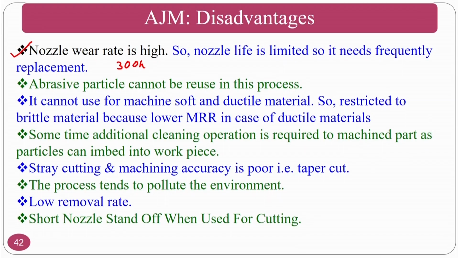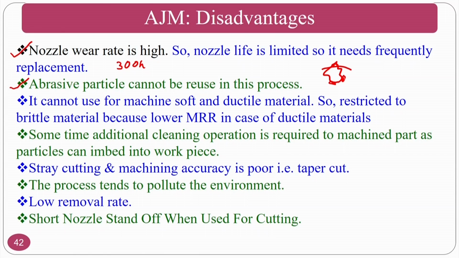Abrasive particles cannot be reused. That is the biggest problem, because once these abrasive particles hit the workpiece, they lose their cutting edges. Assume that I have a sharp cutting edge here. After usage, what will happen? This goes off, so it becomes blunt. At the same time, it will catch some chips of the workpiece material, and these chips are hard compared to the tool material, that is, the abrasive material. For that reason, you cannot reuse them in most cases.